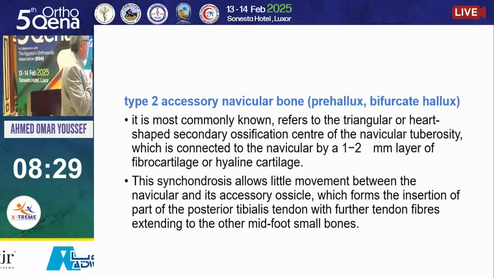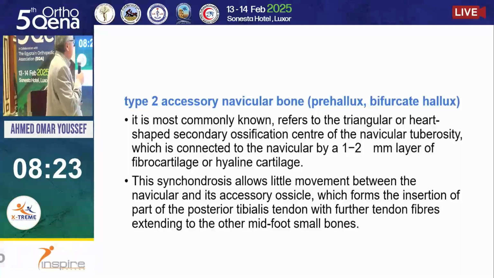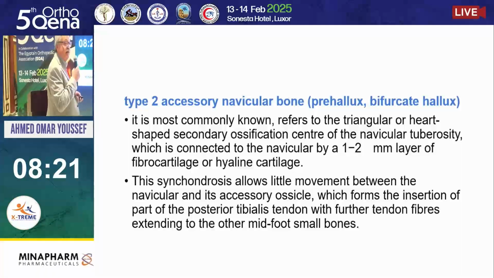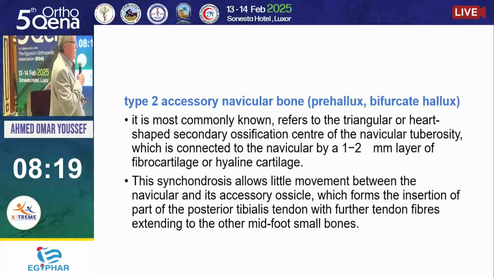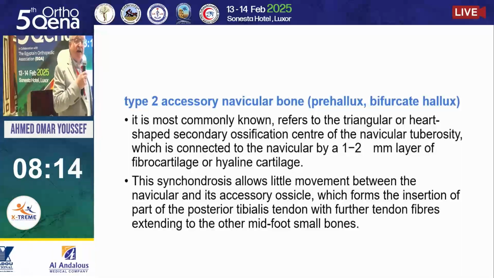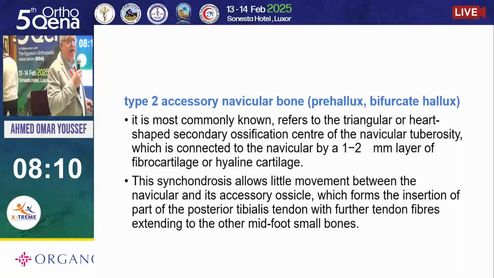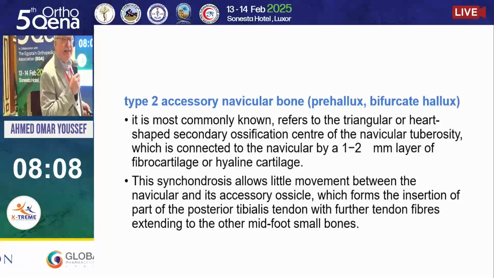Type 2 is the commonest type. It occurs in about 55% of accessory navicular. It is heart-shaped or triangular. It's separated from the mother navicular by 2 millimeters of hyaline or fibrocartilage. It's usually asymptomatic, but sometimes gives medial side foot pain.